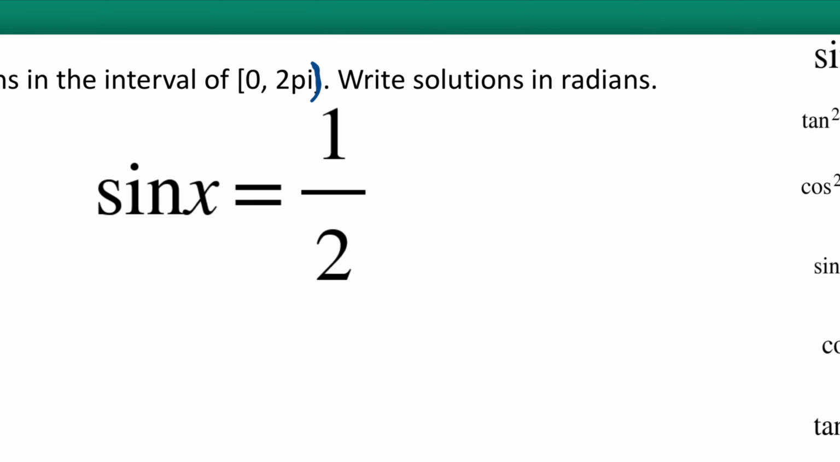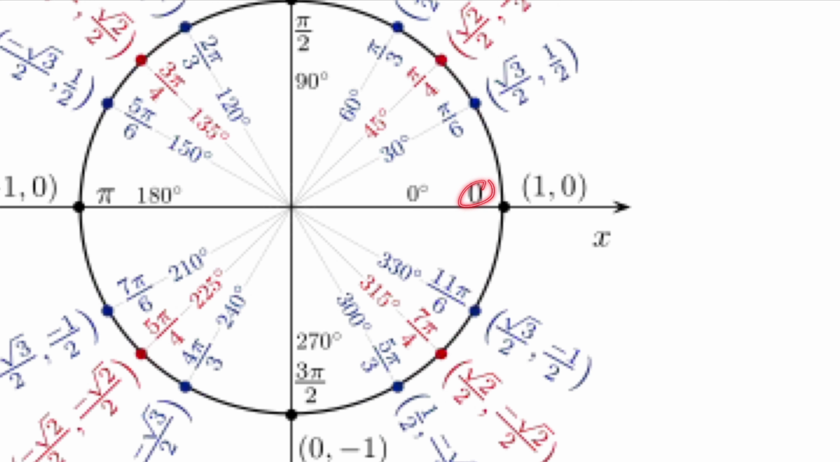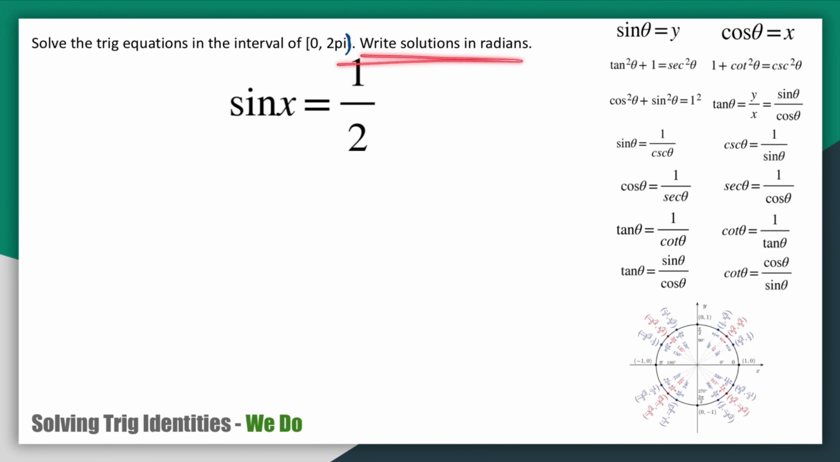And the reason why we don't include 2 pi is if you look at the unit circle, 0 and 2 pi is the same exact place. So why include it twice? Okay. And then we want to write our solution in radians.